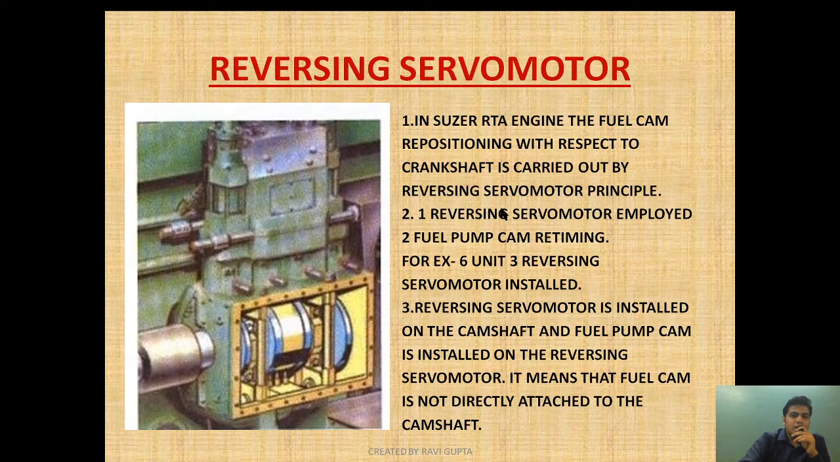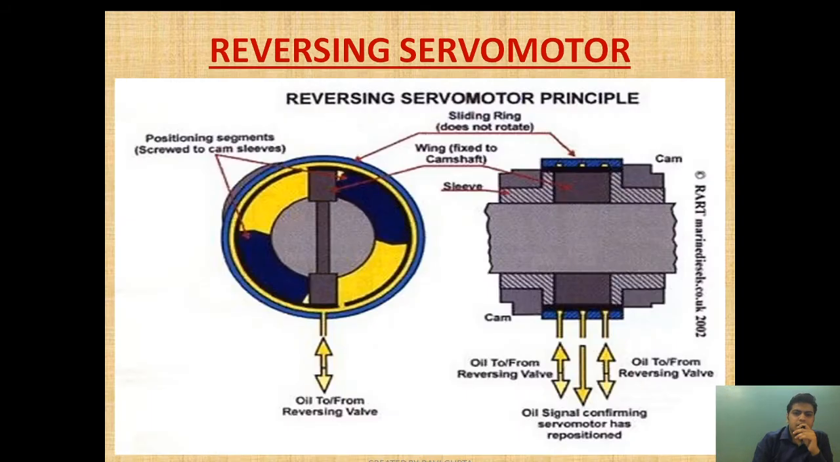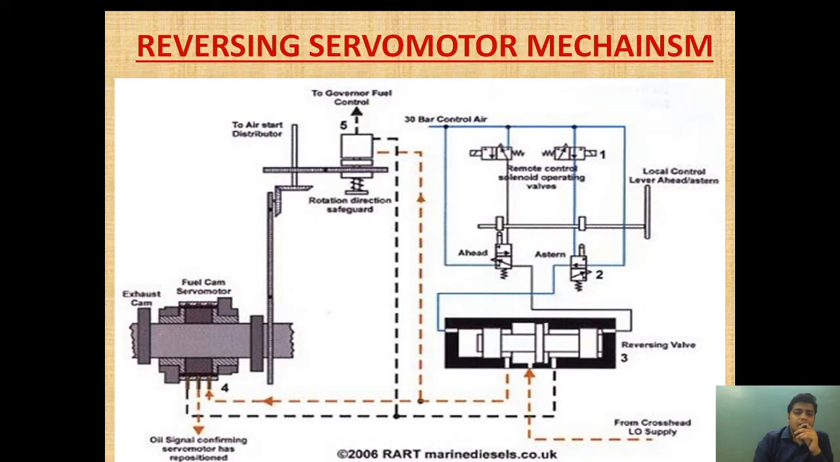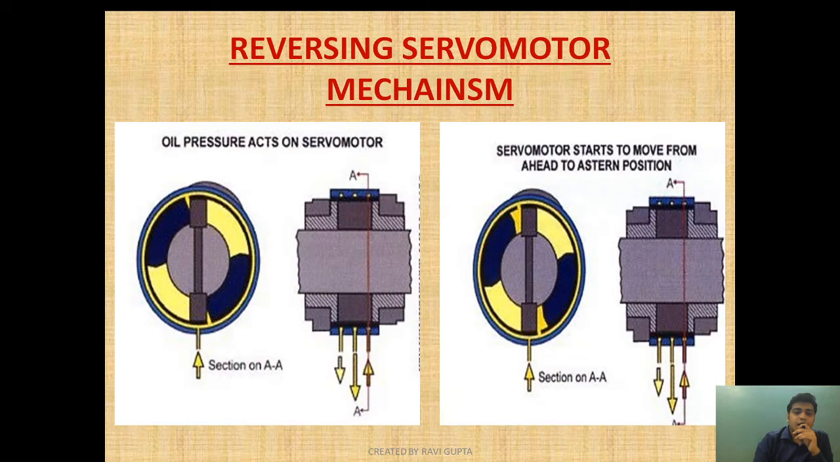Today, we are going to talk about the reversing servo motor, in which I am going to show you how a reversing servo motor is attached. After that, we will see the different parts of the reversing servo motor. And after that, through a sketch diagram, we will see how the reversing servo motor mechanism is actuated. And during the actuation, I will show you how the movement is carried out.